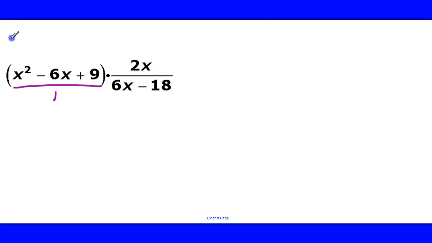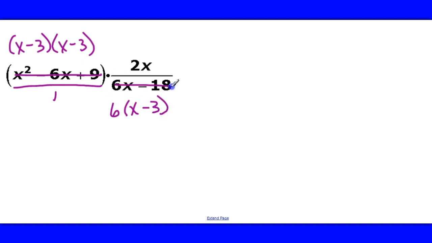This is a perfect square trinomial. That's going to be x minus 3 times x minus 3. I'm going to go ahead and write it twice. I'm going to mark through this. Okay, this is a monomial, so it cannot be factored. This, you can take out a GCF, which is 6, which is going to give me x minus 3. Okay, again, cross through that.